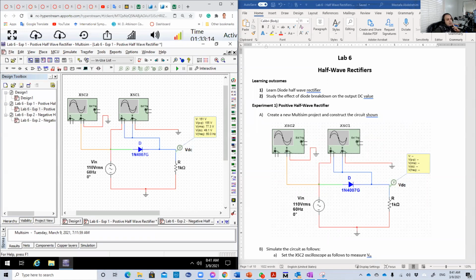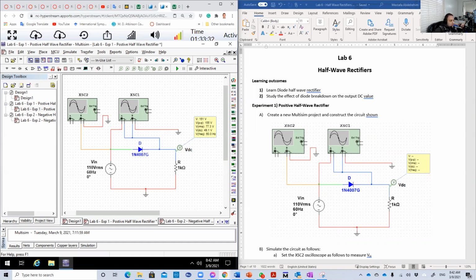This is lab 6, half-wave rectifiers. In this lab, we're going to study the two half-wave rectifiers that we studied in the lectures, the positive half-wave rectifier and the negative half-wave rectifier. And also we're going to study the effect of the breakdown voltage on the output DC.